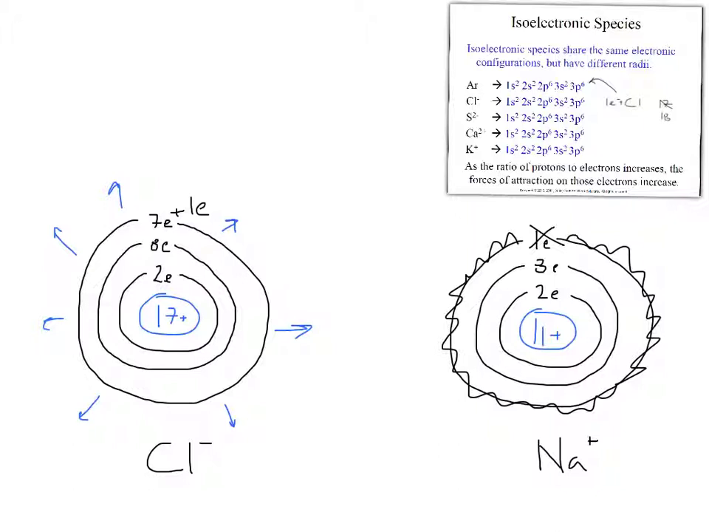Not only that, but now we have 11 protons and 10 electrons. That's going to increase the effective nuclear charge, which is going to suck those rows in a little bit more, thus decreasing the radius. So sodium gets smaller in its atomic radius because its effective nuclear charge goes up and its number of shells goes down. So in a nutshell, all due to the effective nuclear charge, anions get larger, cations get smaller.